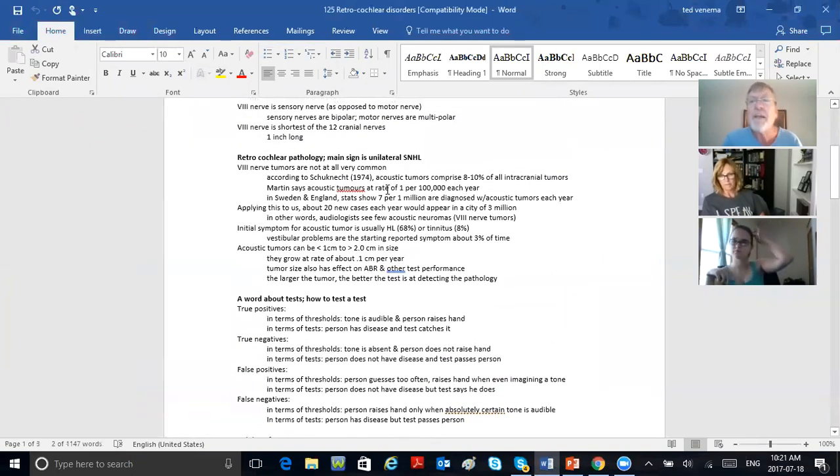All right. How common are eighth nerve tumors? Let's first look at that for a sec too. Eighth nerve tumors are not very common. According to Schuknecht, the guy who coined the different types of presbycusis, acoustic tumors comprise 8 to 10% of all brain tumors. 8 to 10% of all brain tumors. Martin says acoustic tumors appear at a rate of 1 per 100,000 a year.